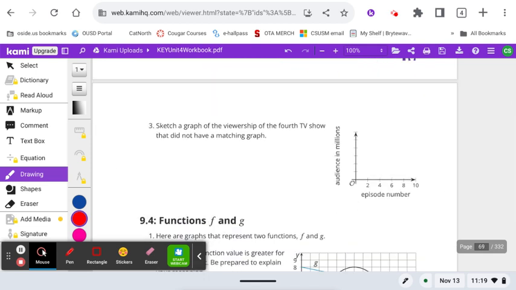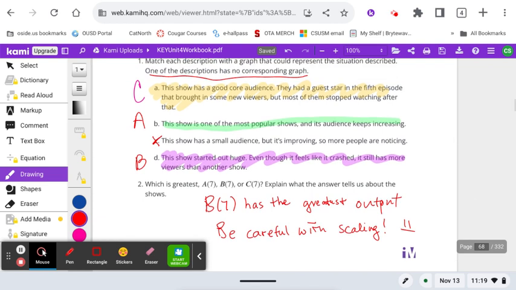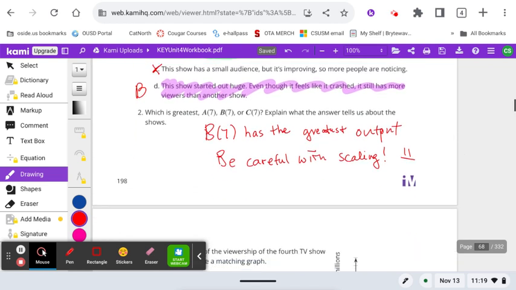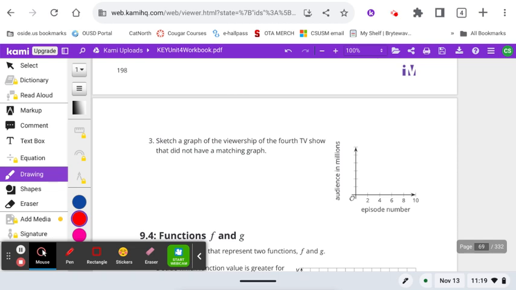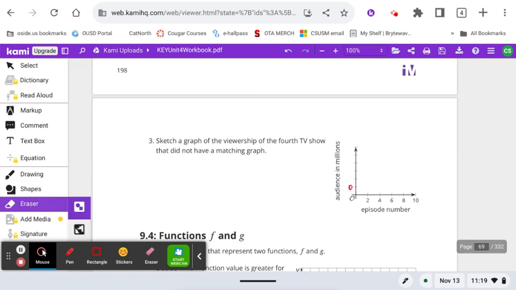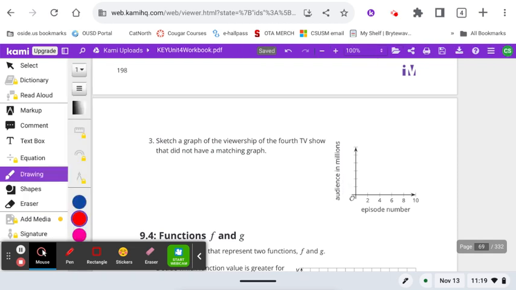Sketch the graph of the viewership of the 4th TV show that didn't have a matching graph. And so this show has a small audience, but it's improving, so more people are noticing. And so we could just actually just go like skip 1, skip 2, and we could literally just go like something like that.